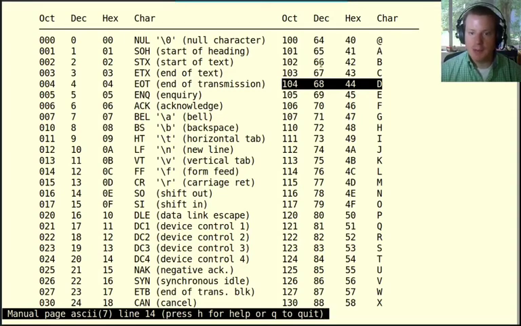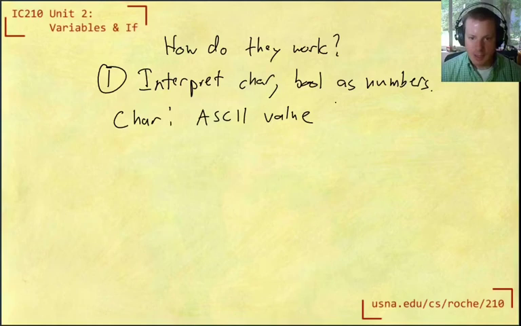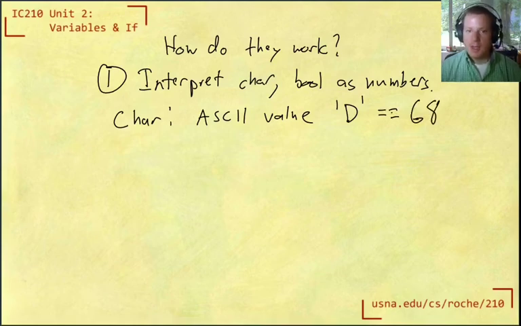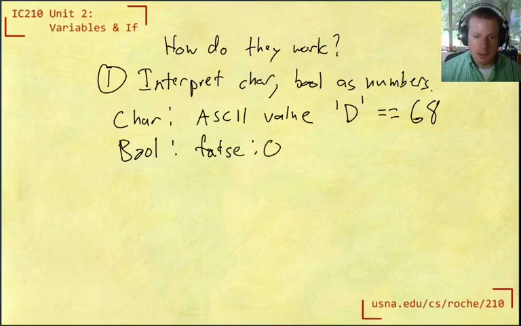A is 65. Capital A is 65. So that means that if I were to try to deal with the character D in a cast, that's equivalent to 68, for example. And you're not expected to memorize the ASCII table, so if you need to know that, we would give you access to it. But just know that every character can be interpreted as some number in the range of 0 up through 127. And for bool, you should know this already, that false is 0 and true is interpreted as 1.